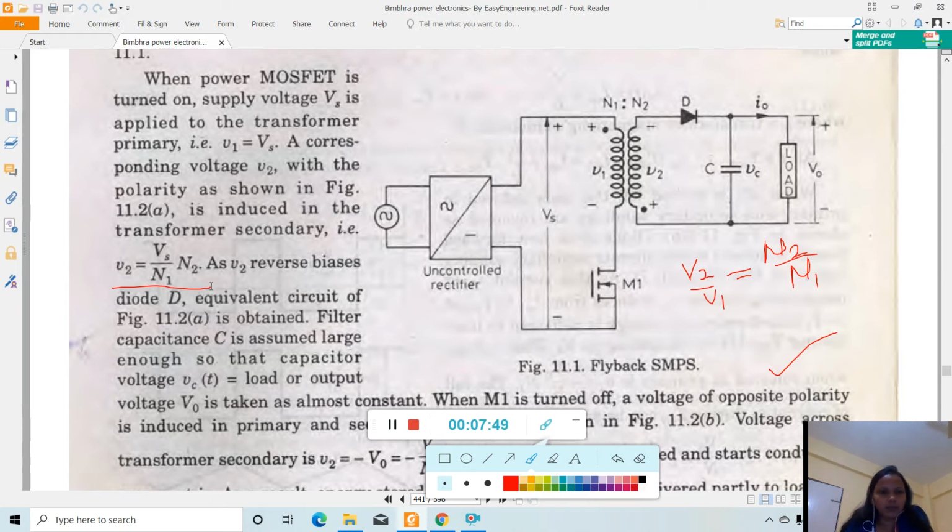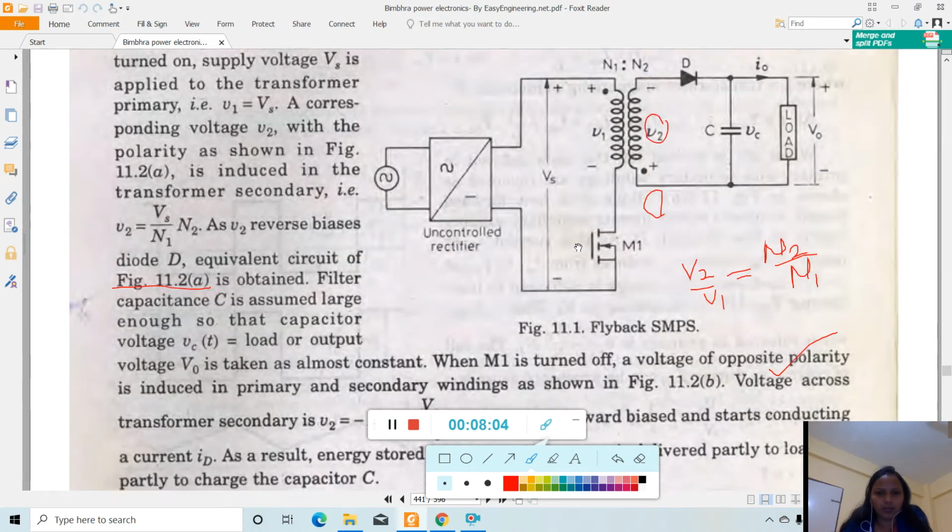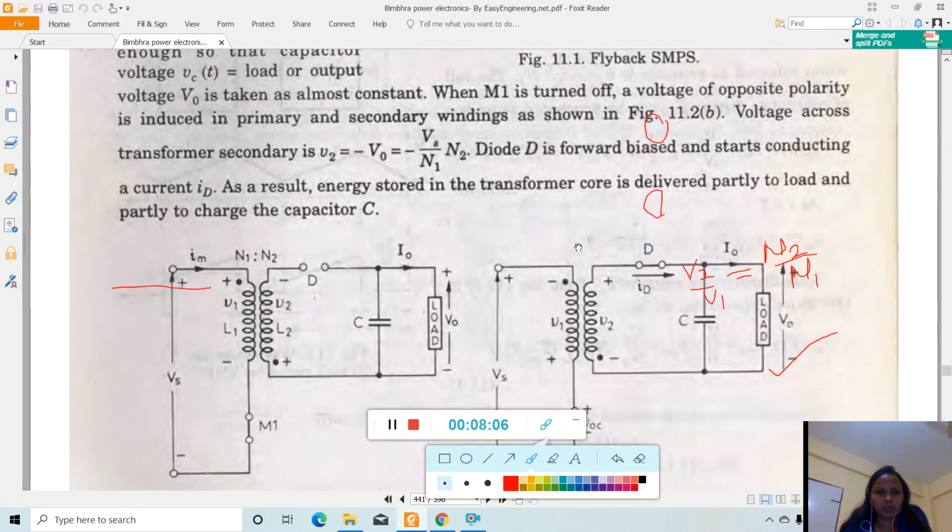As V2 is here plus and it is minus, this reverse biases the diode. So the equivalent circuit of this main circuit configuration is obtained like this. See, this is the circuit. Here the diode is open.